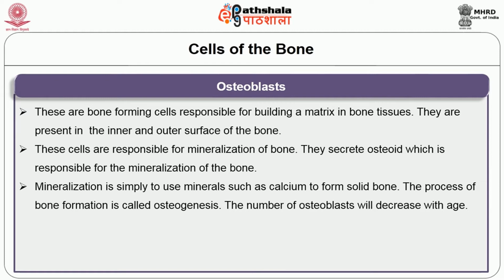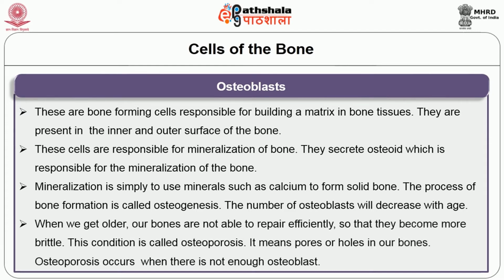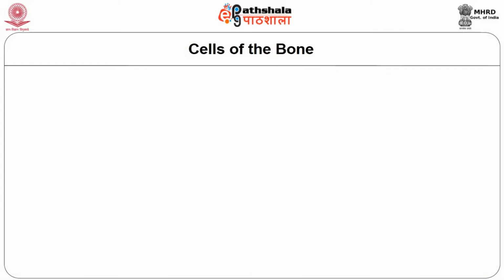The number of osteoblasts will decrease with age. When we get older, our bones are not able to repair efficiently, so they become more brittle. This condition is called osteoporosis. It means pores or holes in our bones. Osteoporosis occurs when there are not enough osteoblasts.